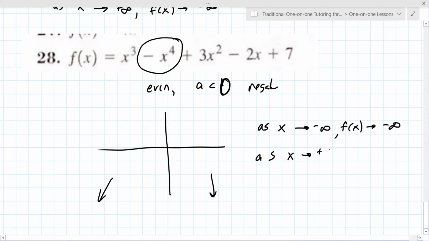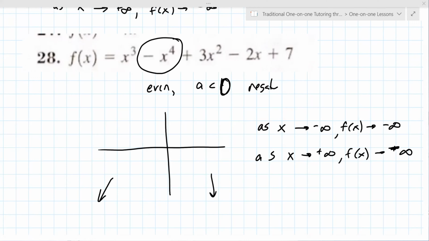As x goes to positive infinity, so that's this one over here, f of x goes to negative infinity. And again, we don't really care what's happening in between because we know it eventually goes these directions. All right, 44.